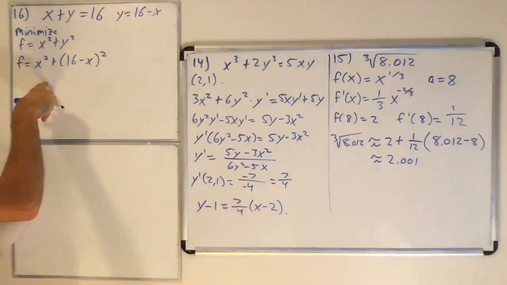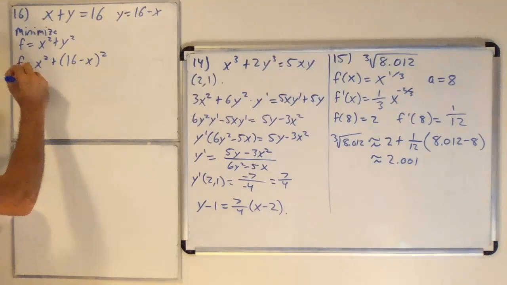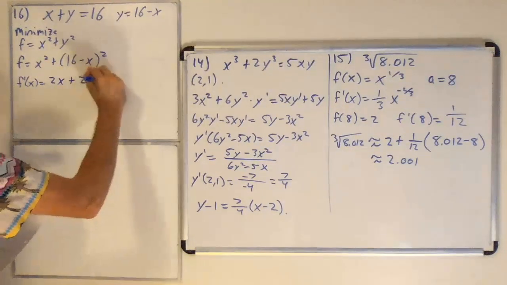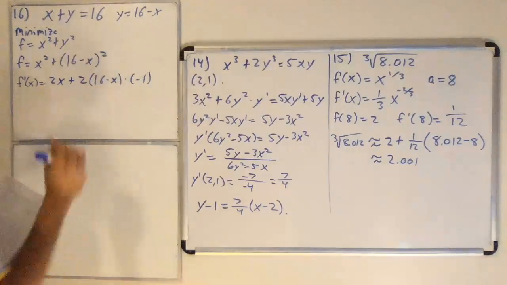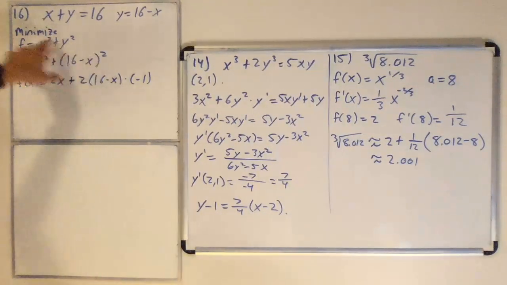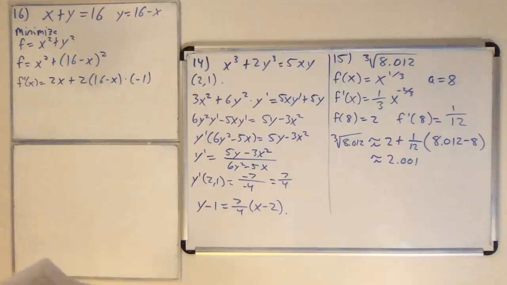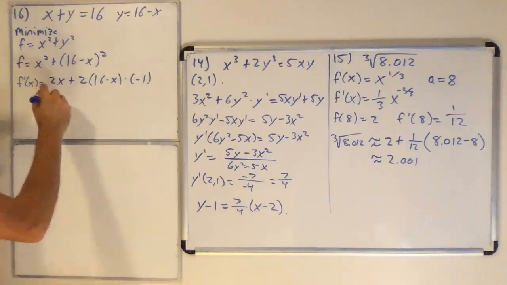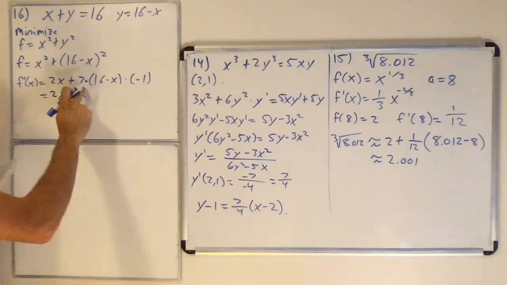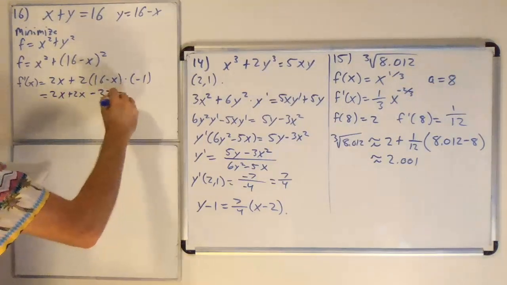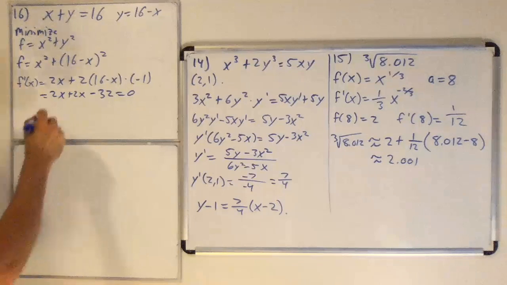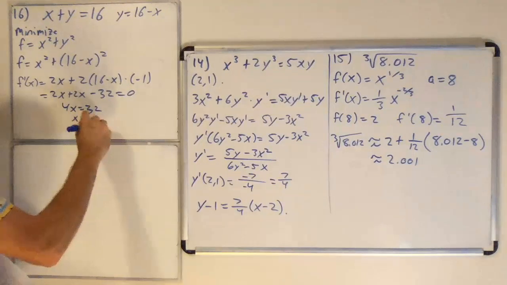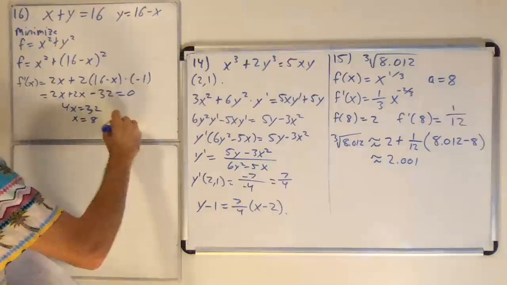Okay, so its derivative, f prime of x, is 2x plus 2 times (16 minus x) times negative 1, right? The chain rule. You could also multiply this out and simplify if you would like. But this is 2x minus 2x plus 2x minus 32, set equal to 0. And we get 4x equals 32. So x equals 8, and y also equals 8.